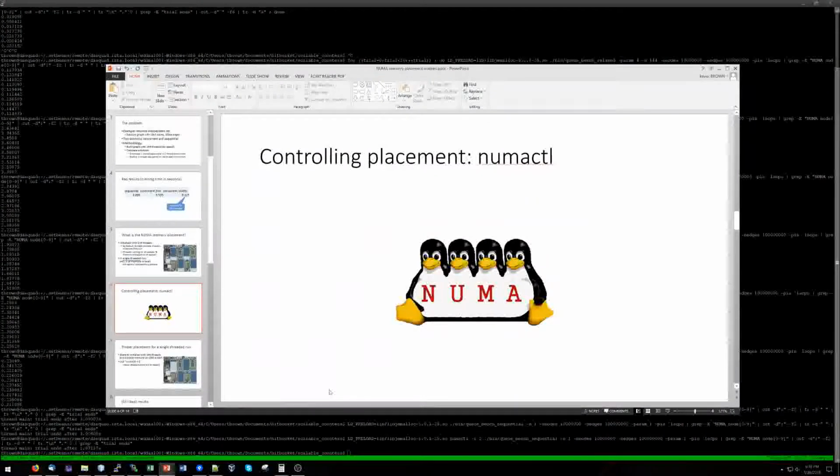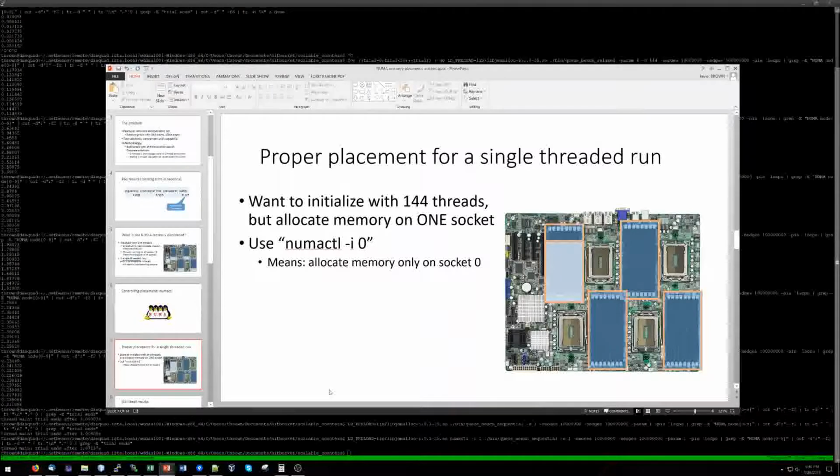Well, you can control memory placement in a NUMA system by using this wonderful utility called NUMA-CTL. This is actually their logo, which I thought was kind of cute. So how do we configure the system to have proper memory placement for a single-threaded run? Well, we want to initialize with 144 threads still, but we want to allocate memory only on one socket. And so we can just prefix our command with NUMA-CTL -i0, and this means allocate memory only on socket 0. So what does this look like in practice?